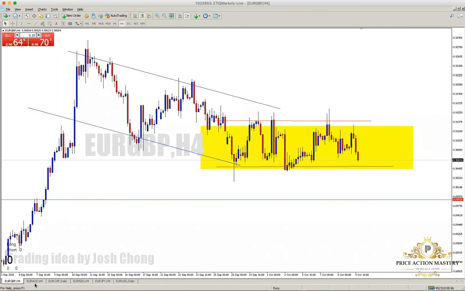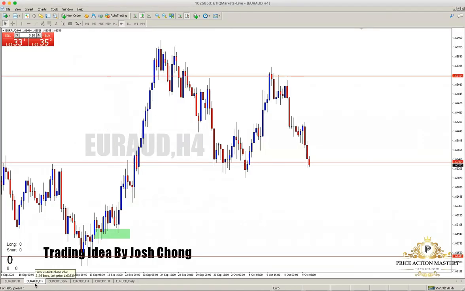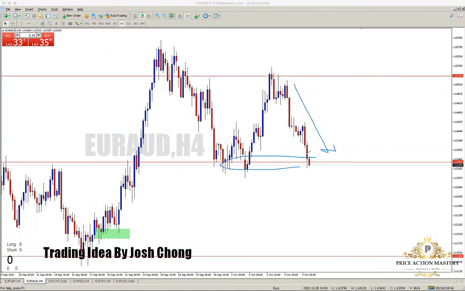The next will be Euro Aussie. Basically you can see that the market is dropping. This is a very strong support, right? I believe everyone is saying that this is a support. So at this level a lot of buyers are definitely going to be attracted into the market, entering because of the support. So there is a very high opportunity that the market is going to break down.